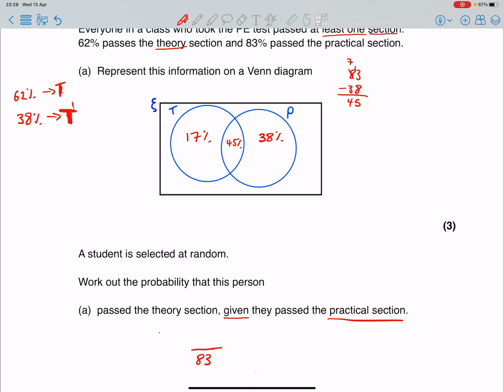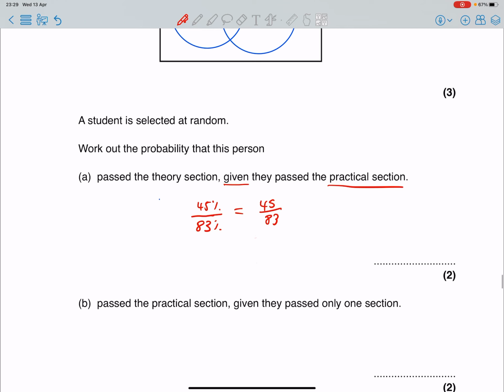And, well, we can put the percent, I guess. Doesn't really make a difference with what we're going to do. And it says, work out the probability that they passed the theory section, given that they passed the practical section. So we can't look at this part because that's not in our circle of P. So we just leave that one out. So it's just going to be 45% over 83. Or basically just 45 over 83. There we go.